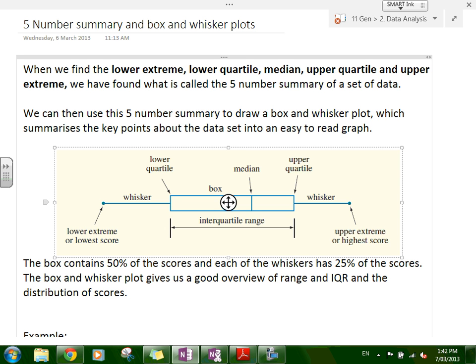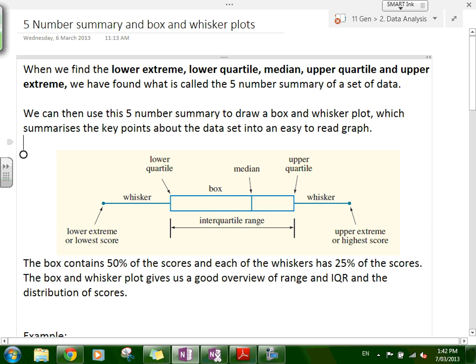Now, like we've been talking about, the interquartile range has 50% of the scores, okay, approximately, because you could have repeated scores and things like that. But approximately 50% of the scores are inside this box, okay, inside the interquartile range. And each of the whiskers has a quarter, 25% of the scores, lying in the ranges of these whiskers over here.